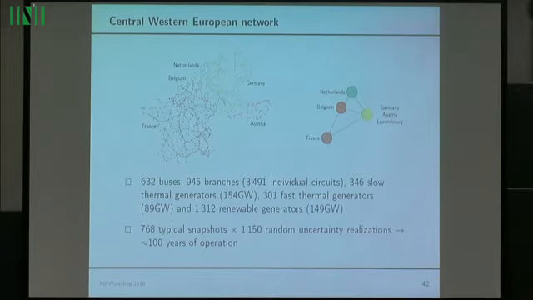So the zonal representation of this 630 bus model is this 4-zone model. So we have France, Germany, Austria, Luxembourg, Netherlands, and poor little Belgium between the big players.